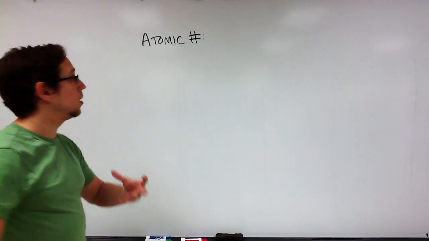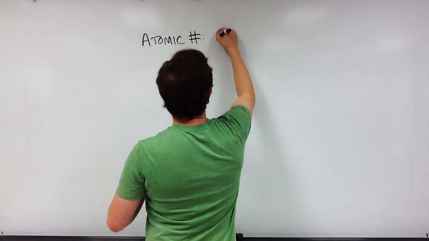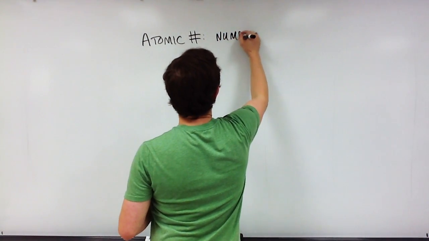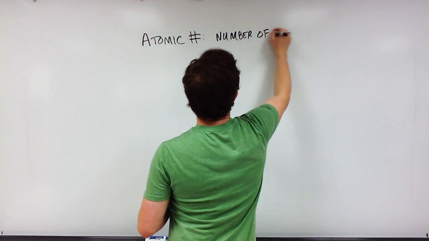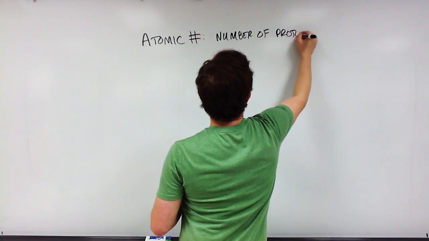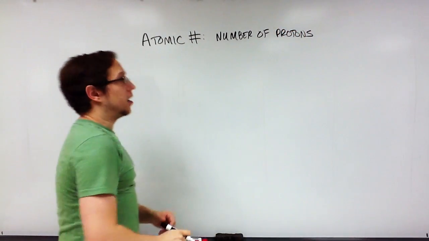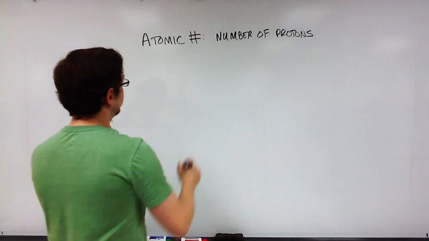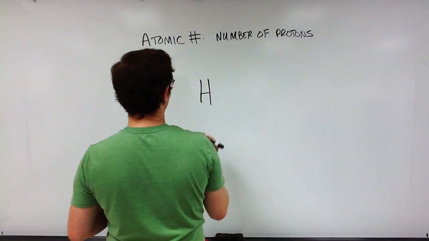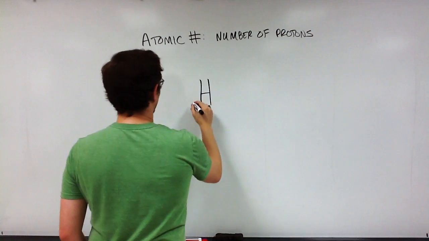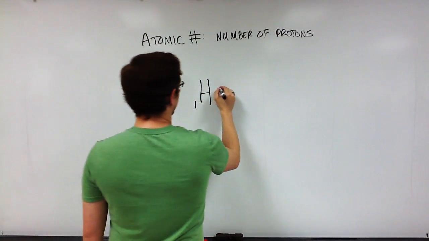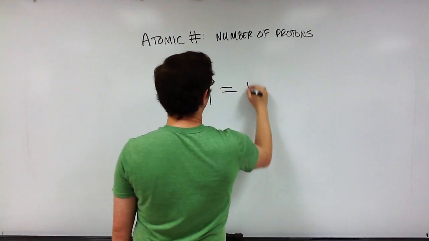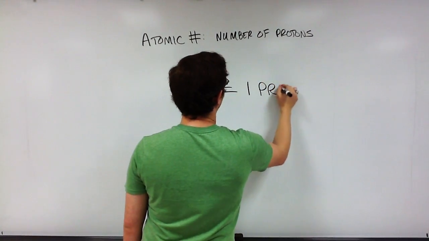Recall that the atomic number always tells you the number of protons in an atom of that element. So for example, with hydrogen, we would see an atomic number of 1. And that atomic number of 1 tells us that an atom of hydrogen has 1 proton.